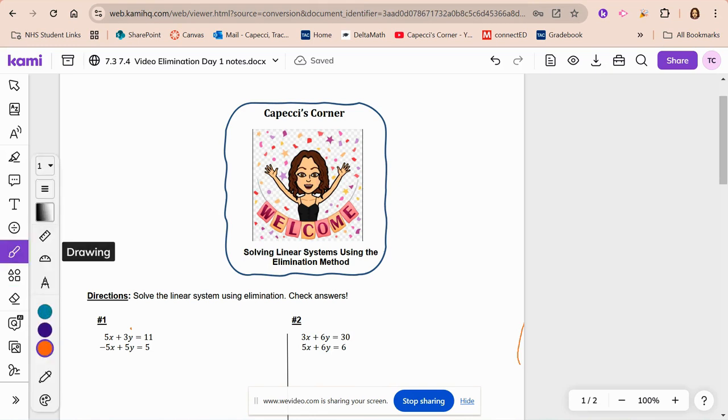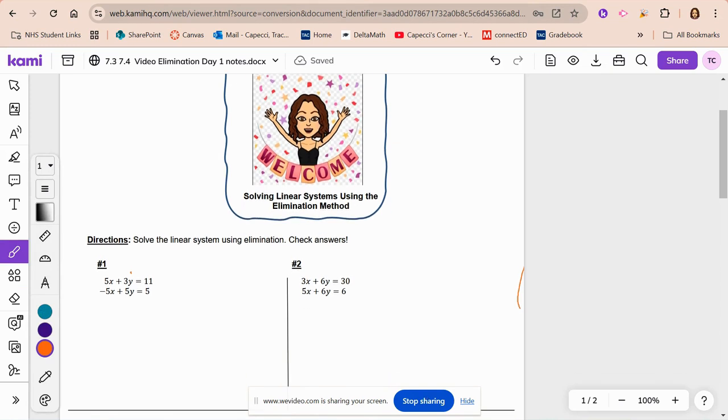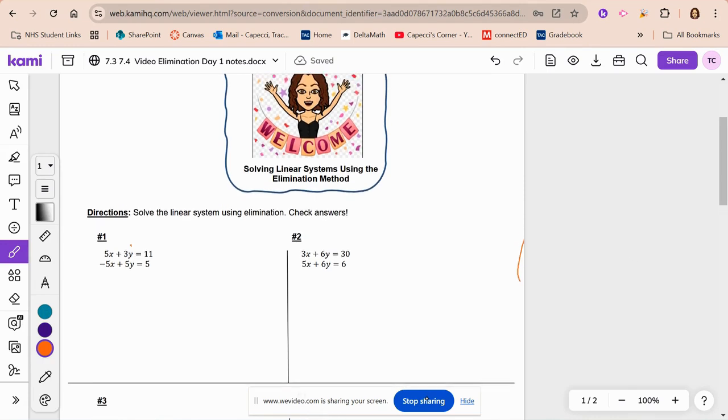In Capechi's Corner, we're going to look at solving linear systems using the elimination method. When we're using the elimination method, we need to find the values for x and y, and we're going to do that by adding together the equations.